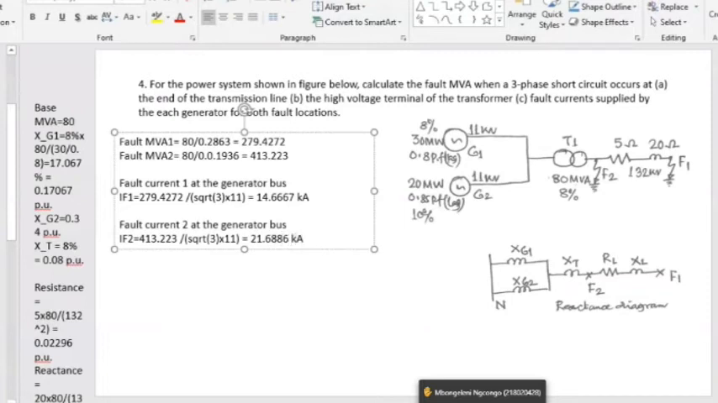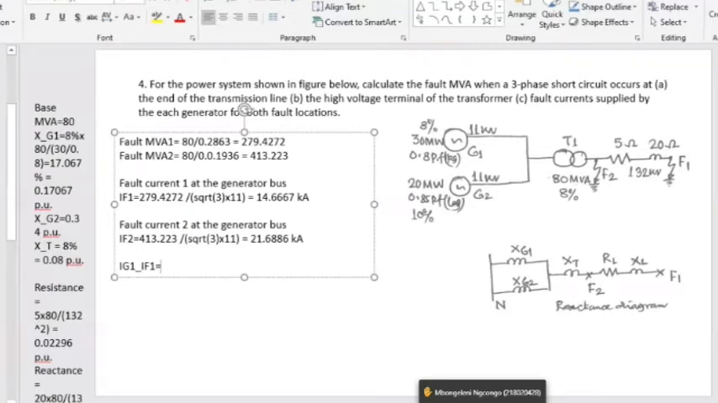We have these two fault currents, IF1 and IF2. Now these two fault currents are actually being supplied by these two generators. We don't know yet which generator is supplying how much of this 21, and how much of this 14.666. That is what we are going to find out now. That is what the question is asking us, the IG1 of IF1. So how do we find out? IF1 is 14.6667 kiloampere.